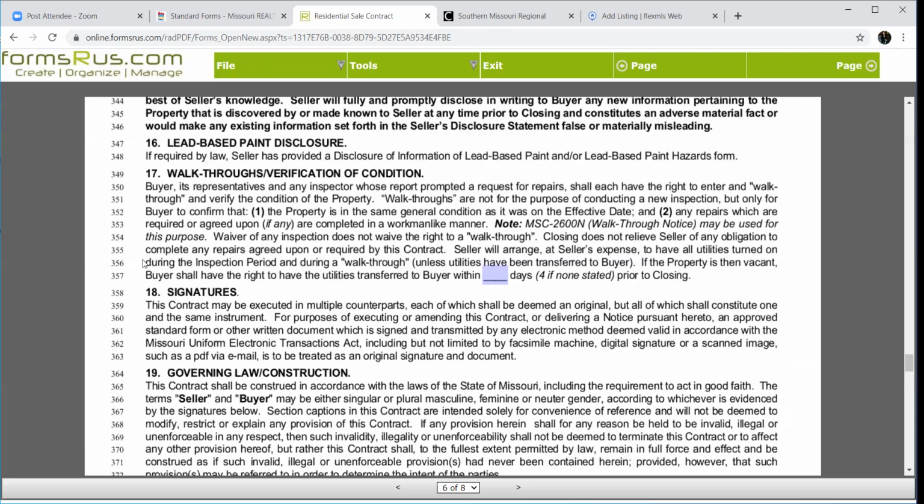Walkthrough and verification of condition. Your client has the right for a walkthrough to verify that the property is in the condition it's supposed to be and make sure that the repairs that we requested were actually completed. I encourage you to try to get the repairs, if you're going to re-inspect those, get those done as soon as possible. Don't wait till 2 days before closing or the day of closing to verify those things are done.